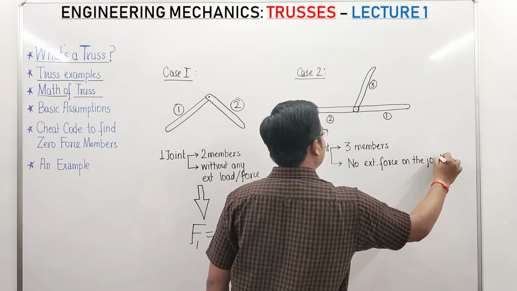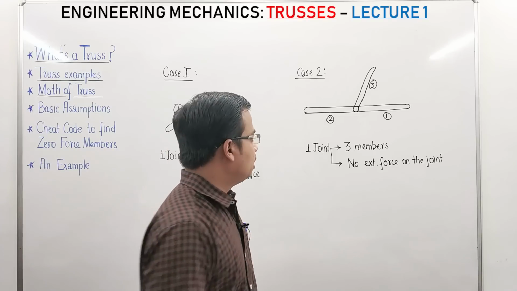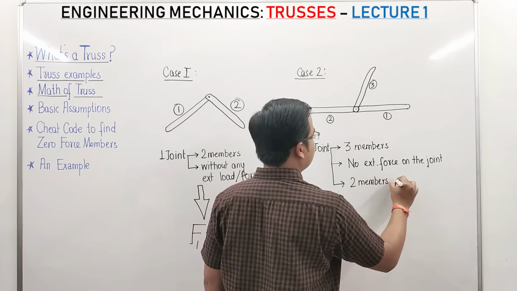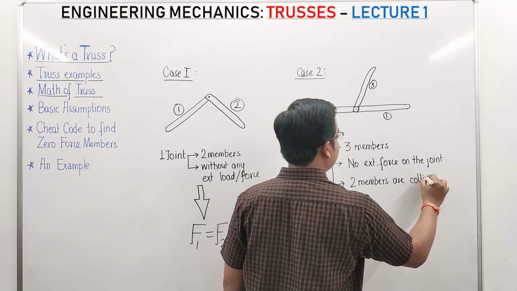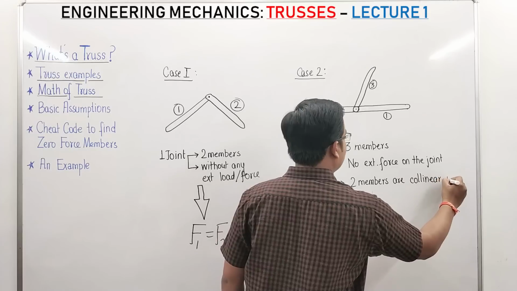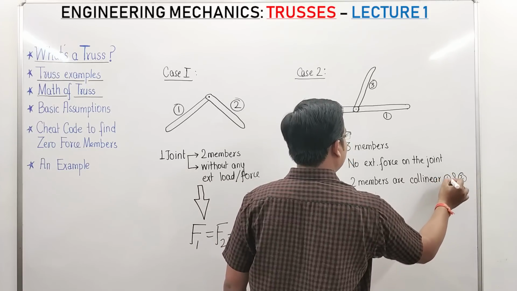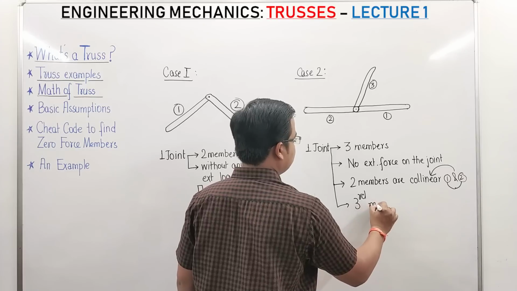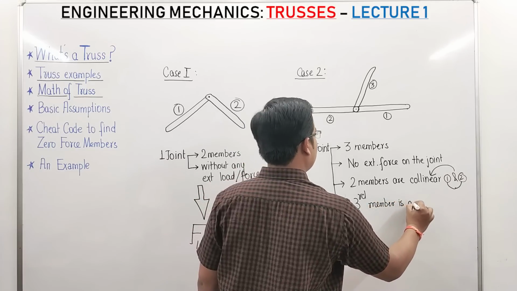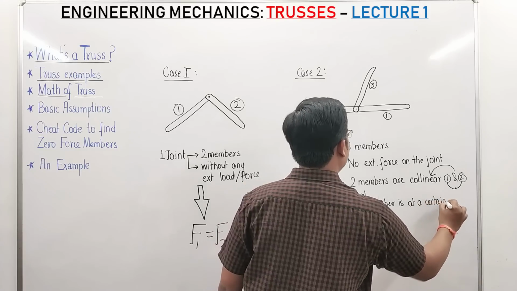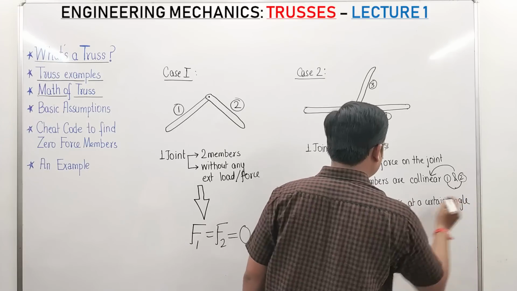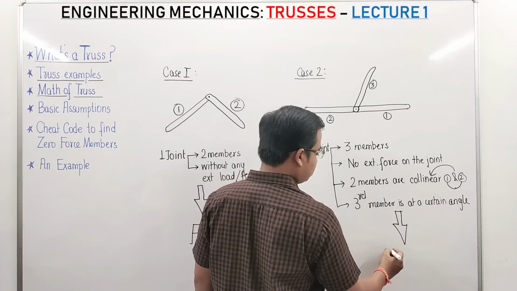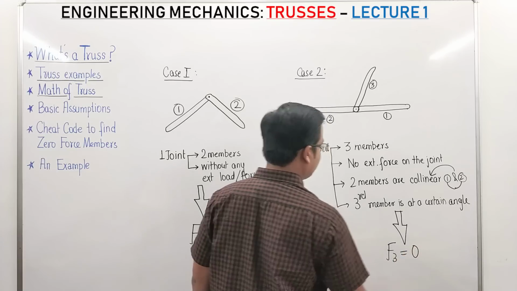Let me state the conditions very properly. So we've got 3 members at the joint, and 2 members, out of the 3 members, are collinear. If you watch carefully, here member 1 and member 2 are collinear. When that is so, and the third member is at a certain angle, you don't have to worry about that. The third member will obviously be at a certain angle. When that is the case, then the force in the third member is going to work out as 0.